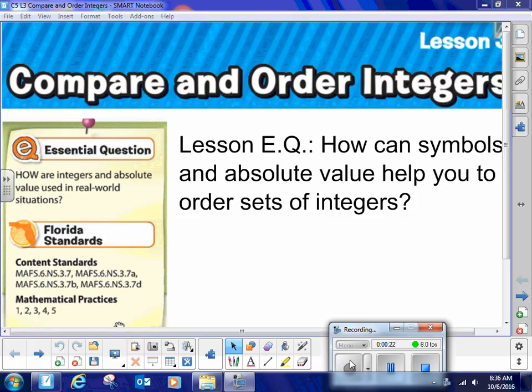We've seen it in football. We've seen it in golf. We've seen it everywhere. We see it with our checkbook balance, okay? So the lesson essential question is, how can symbols and absolute value help you to order sets of integers? We'll see that at the end of the lesson, and we should be able to answer that easily.